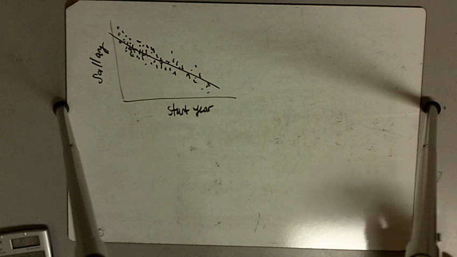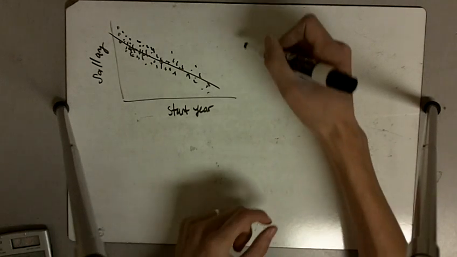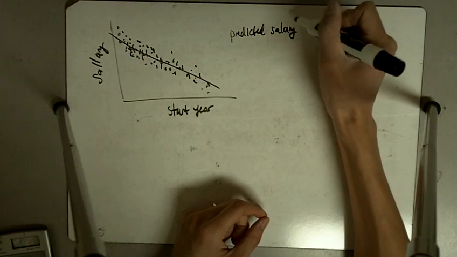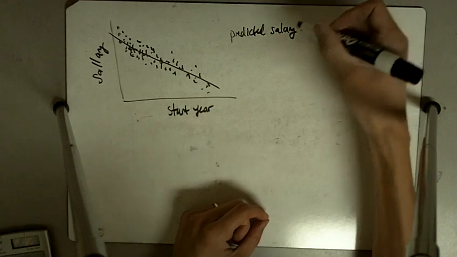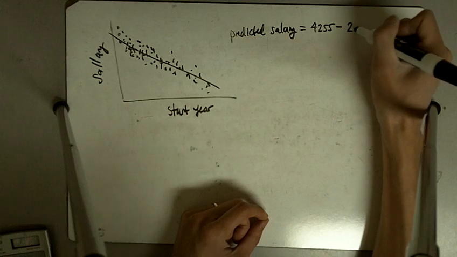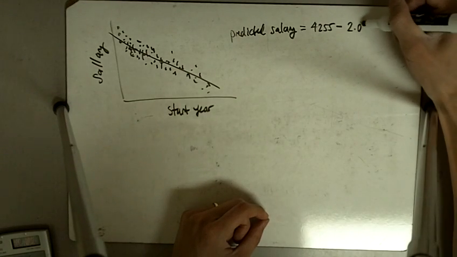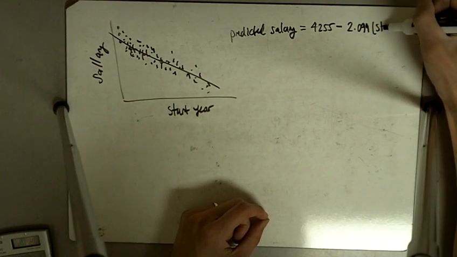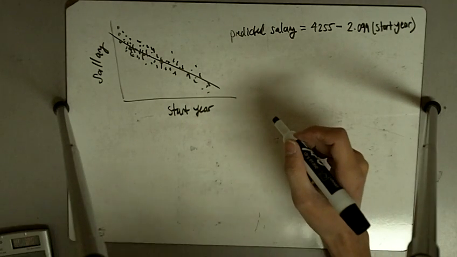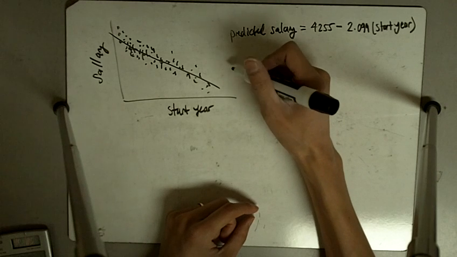Okay, here it says salary and year of employment. It says the equation for the regression line relating the salary and the year first employed is given above the figure. Predicted salary is equal to 4255 minus 2.099 times the start year. Okay, and it says report the slope and explain what it means.